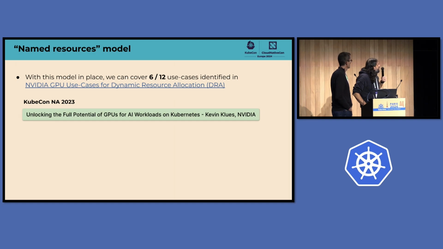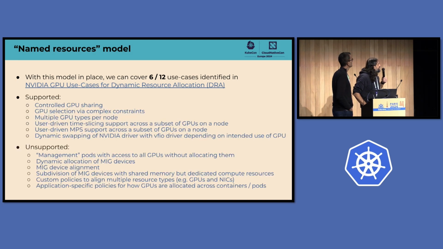These are the same use cases that I outlined in my talk from Chicago last November, where I walked through what I've called unlocking the full potential of GPUs for AI workloads on Kubernetes. It walks through all the different use cases of what you can't do with the existing device plugin API and what we'd like to be able to do with DRA, and demonstrates how that's done with the opaque parameters model.